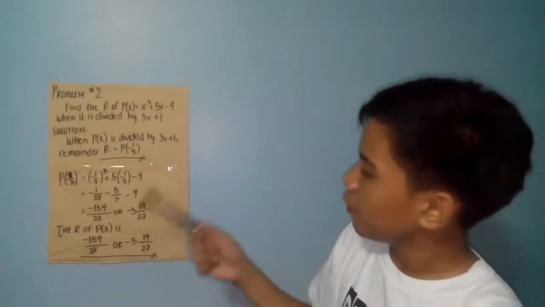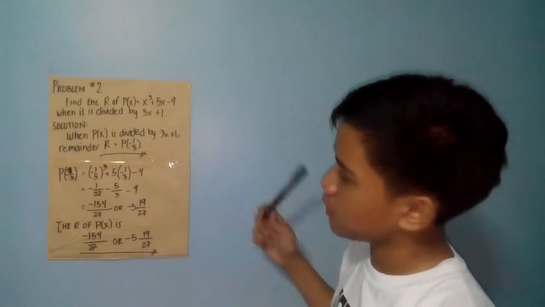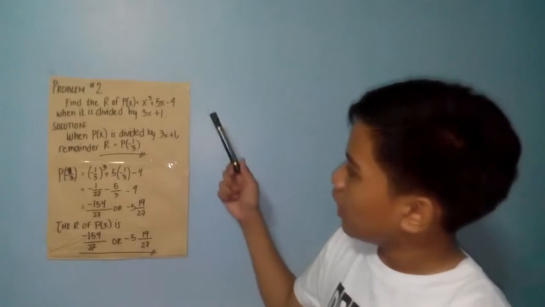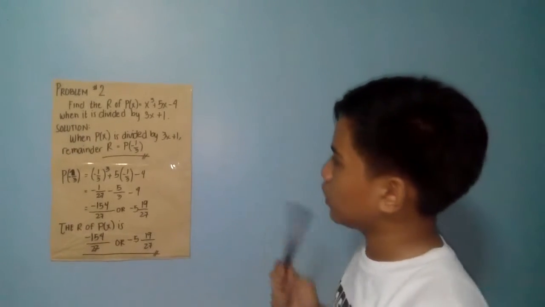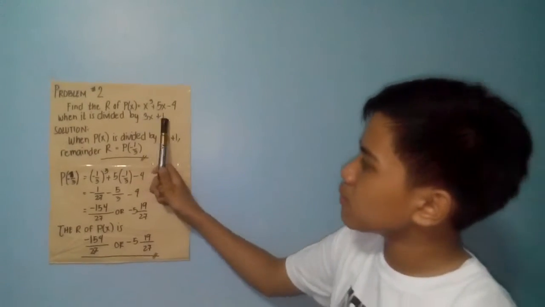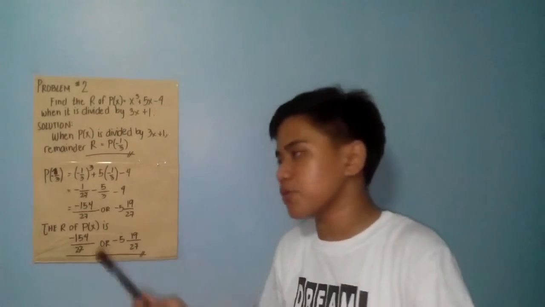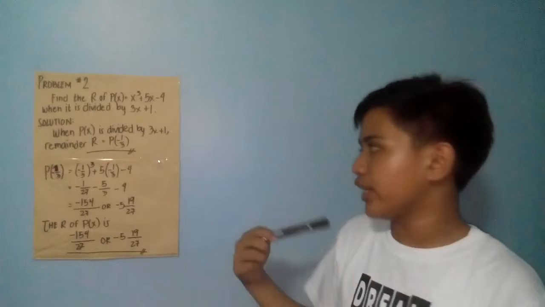So the solution, when p of x is divided by 3x plus 1, the remainder will be r is equal to p of negative 1/3. Why? Because when 3x plus 1, when positive 1 is transposed to the other side, it will change into negative 1.